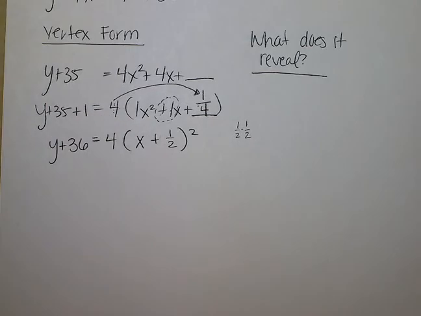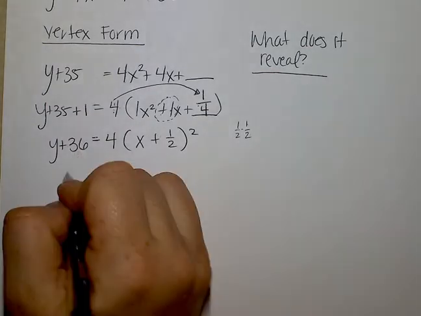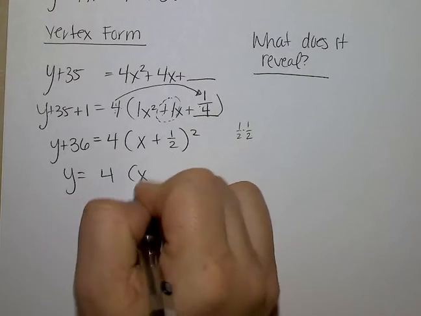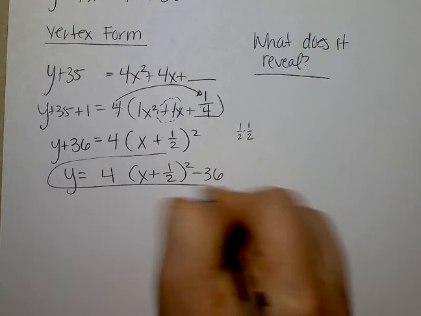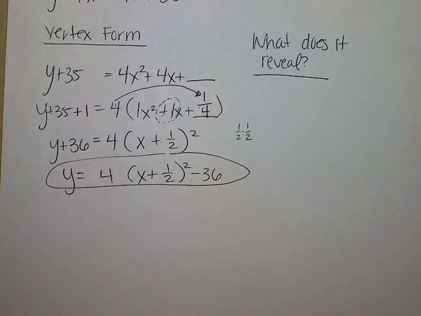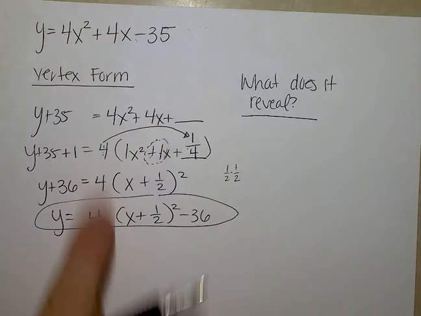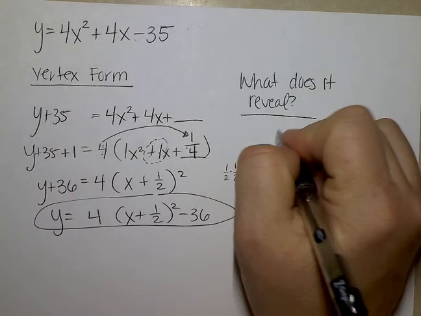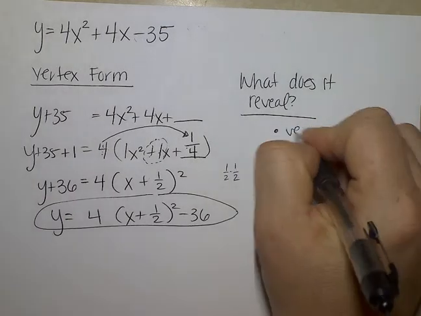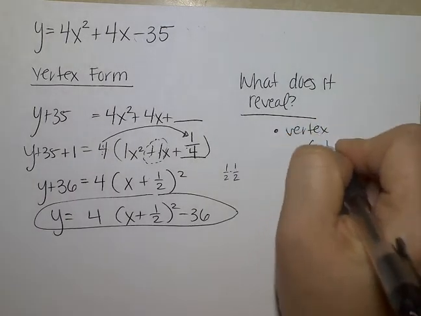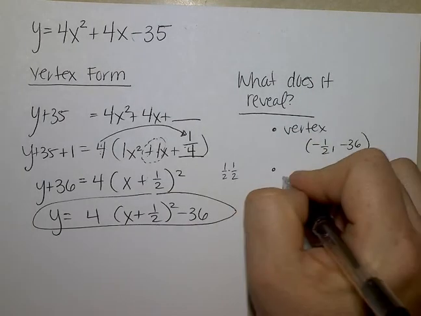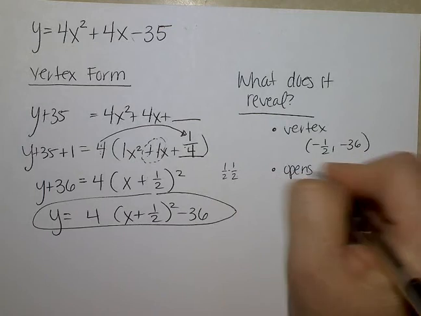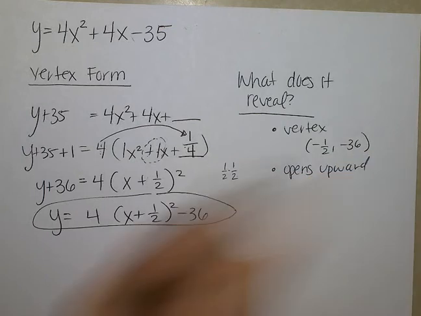Very last step, moving this 36 to the opposite side, it becomes a negative 36. And this is the vertex form, rewritten from standard to vertex form. What does it reveal? It reveals it has a vertex of negative 1/2 and negative 36. It reveals that it opens upward because this value is positive.